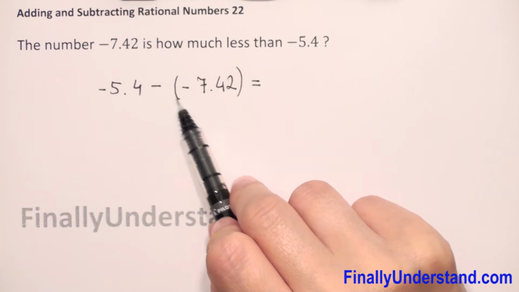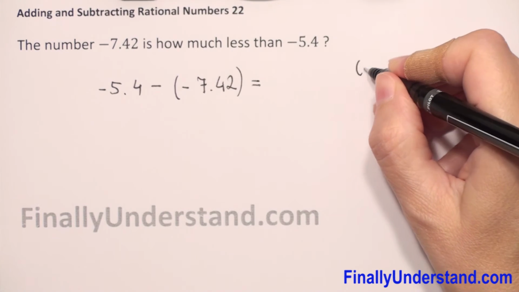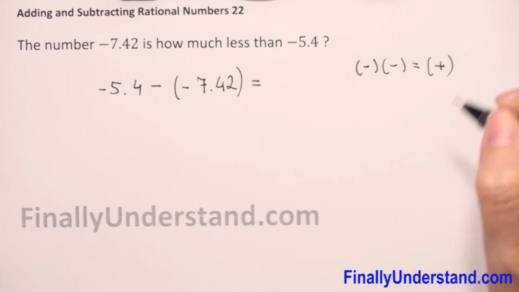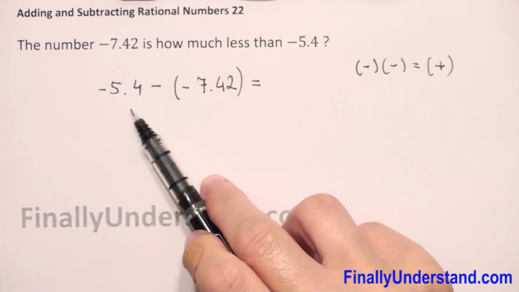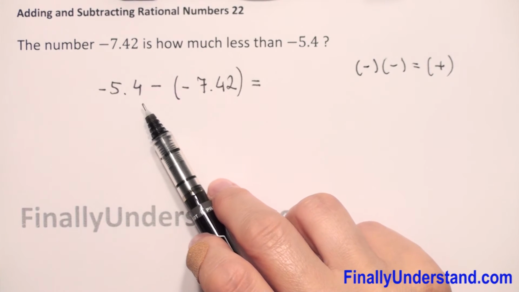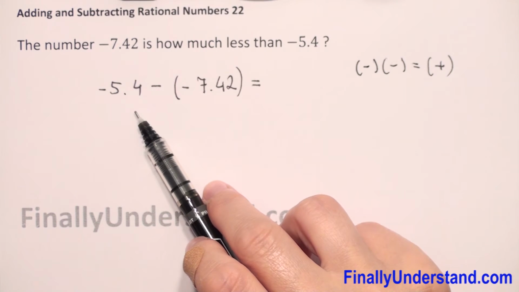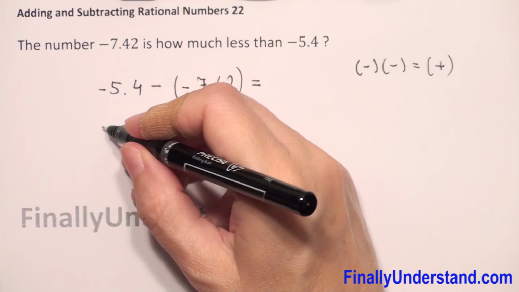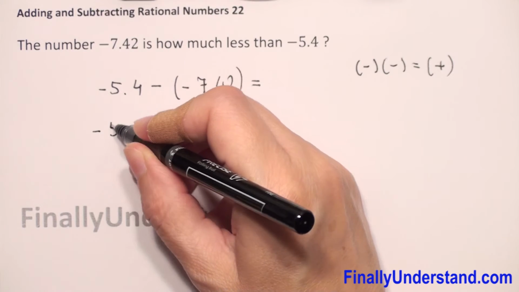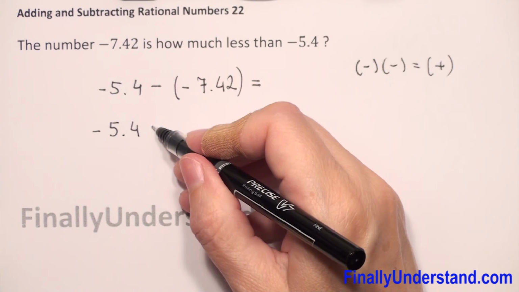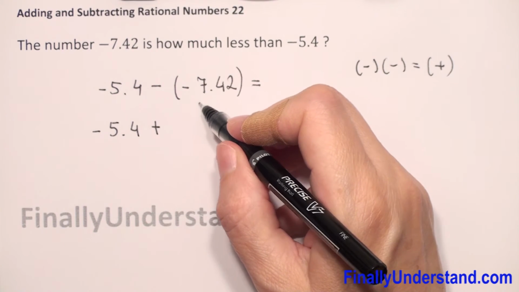We have two negative signs. We can memorize that two negative signs build one positive. Or when we have subtraction of rational numbers, we use the same rule as for subtraction of integers. So we change subtraction to addition of the opposite. So we copy the first number, negative 5.4, and change subtraction to addition of the opposite.